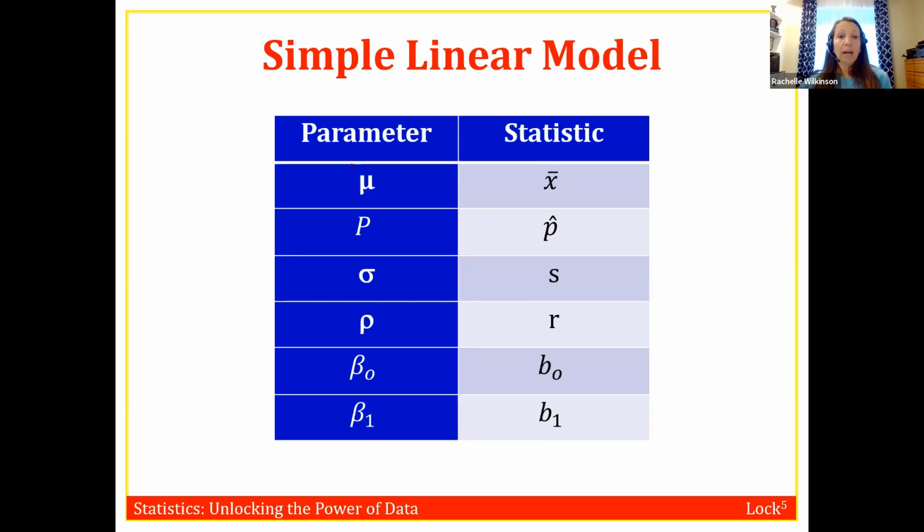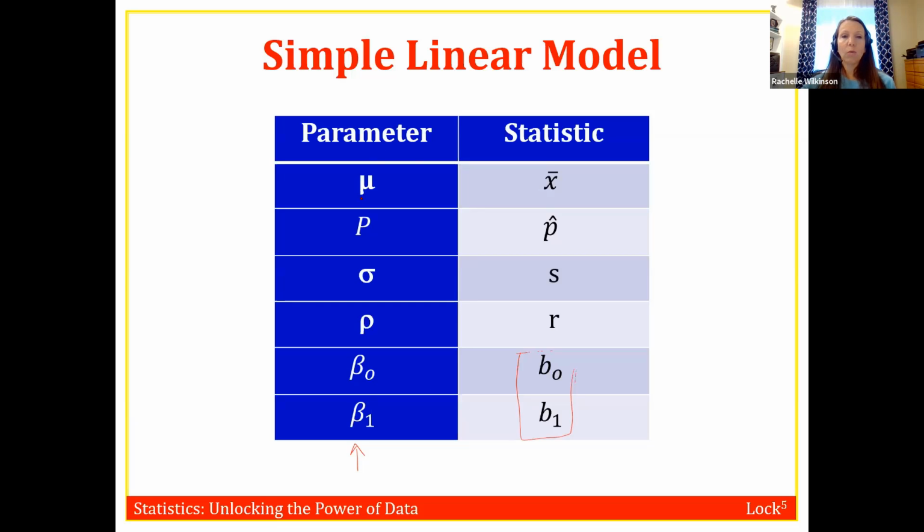So when our parameter was mu, then we were using X bar to estimate mu, and we used P hat to estimate P, and we've used S to estimate sigma, and R to estimate rho, and now we're going to use B naught to estimate beta naught, and B1 to estimate beta 1. So we're realizing that when we construct that regression model based on our sample data, it's really an estimate of what the real regression line would look like if we could measure everybody in the population.